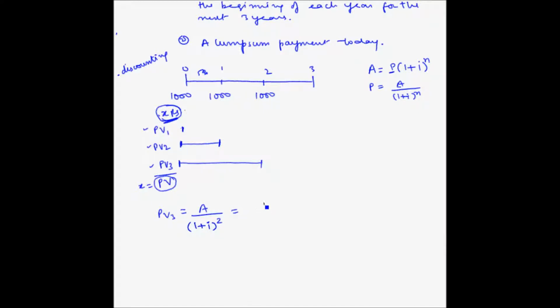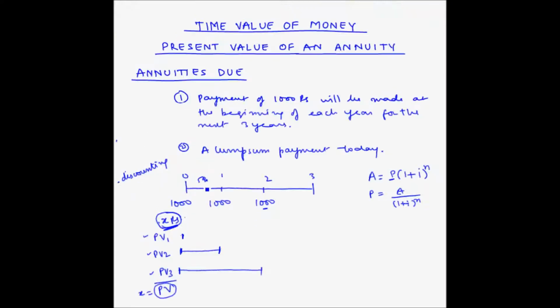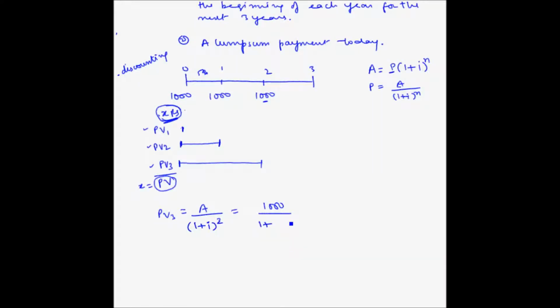So A is 1000, this 1000 here, divided by 1 plus i, which is 5 divided by 100. So 5 divided by 100 will be 0.05, to the power 2. So this is 1000 divided by 1.05 squared, which is equal to 907 rupees. Now similarly, let's find PV2.